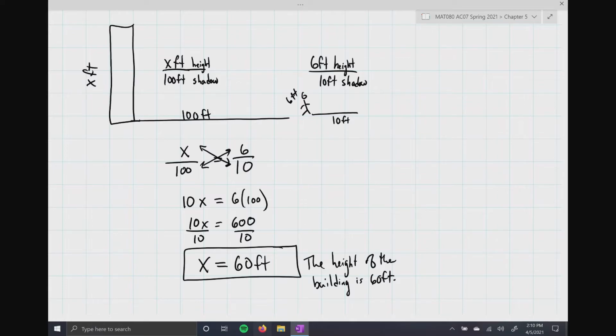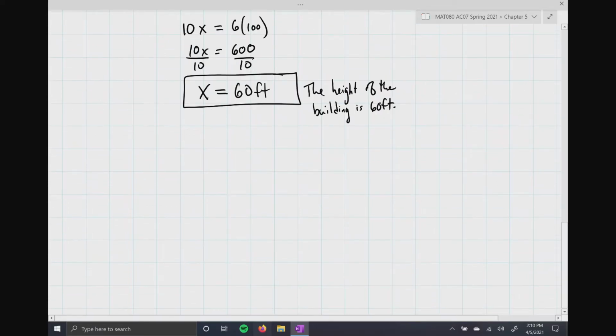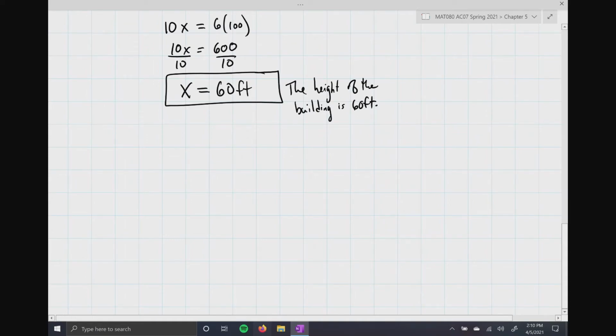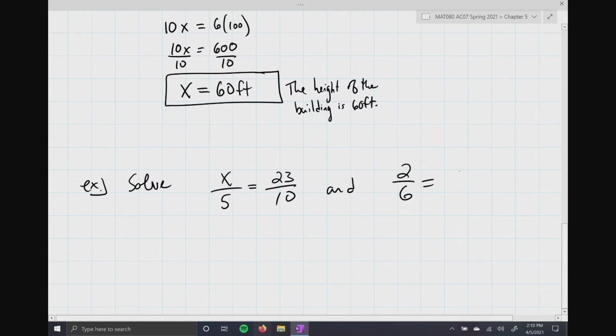All right? So, I'm going to give you a couple proportions just to solve. That's it. I just want you to solve. Then we're going to move into the last section in this chapter, which is all word problems. Here, I just want you to solve some easy ones. So go ahead and do those two problems, please.